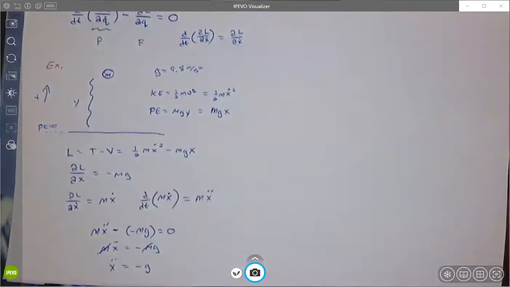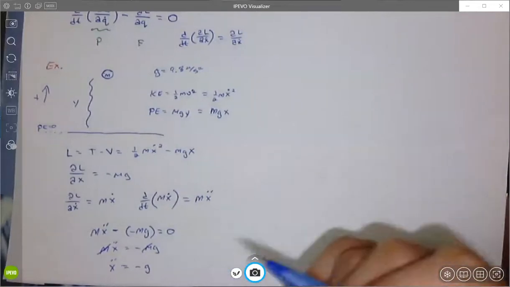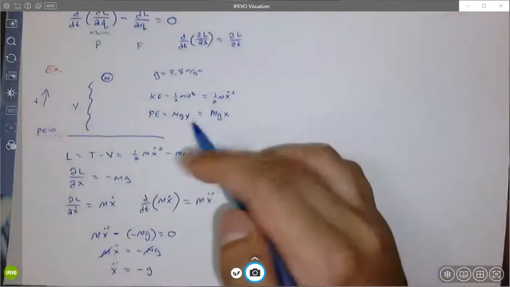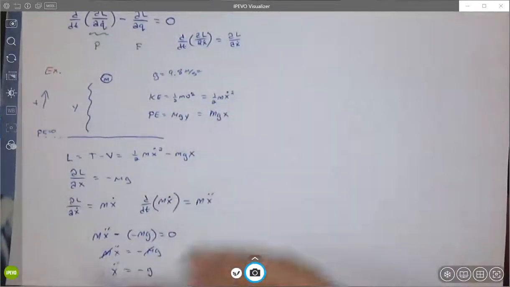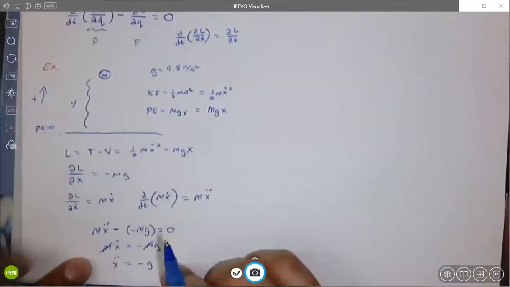So that's what it is. It's equivalent to F equals ma, but we are solving for the equations of motion of the object from its energy. So we're looking at it from the energy's point of view instead of the forces. Okay. What could you do once you have this value right here?